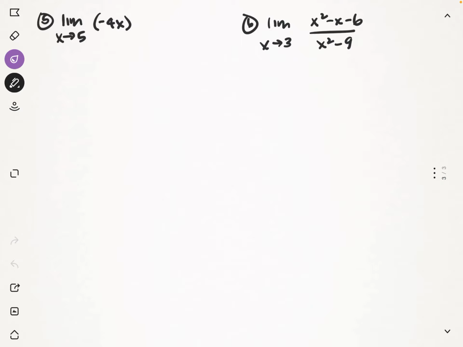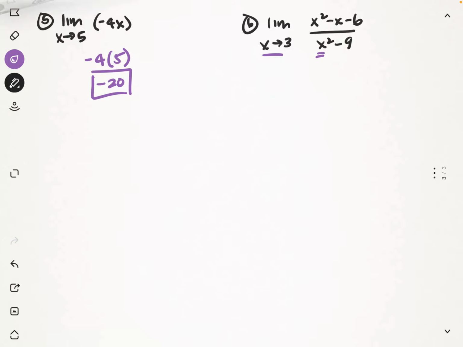Even for the next one, limit as x approaches 5 of -4x. So -4 times 5 is going to give us -20. Now we got to hold the brakes because limit as x goes to 3 of x squared minus x minus 6 over x squared minus 9. If we substitute that in for x here, we get 3 squared is 9 minus 9, which is 0. So we got to stop.